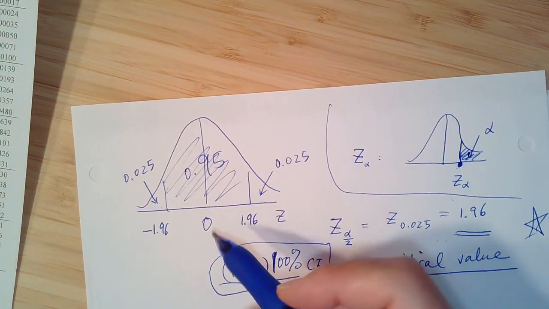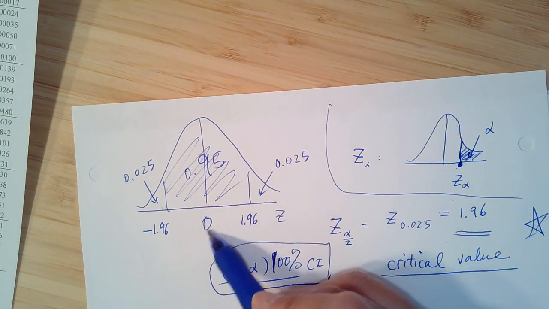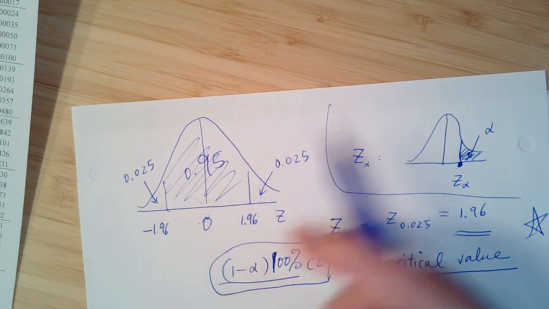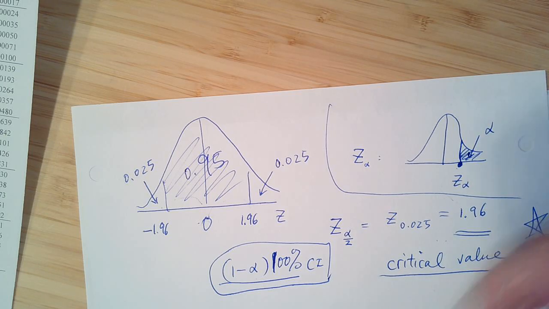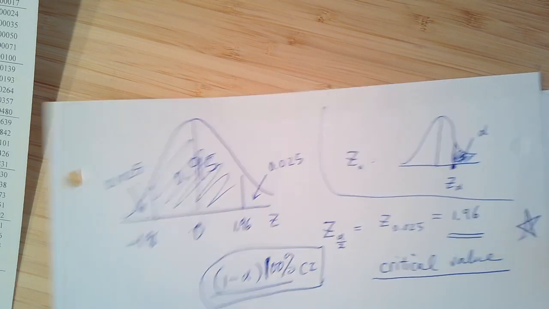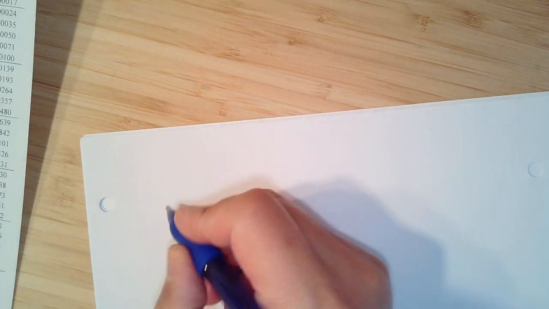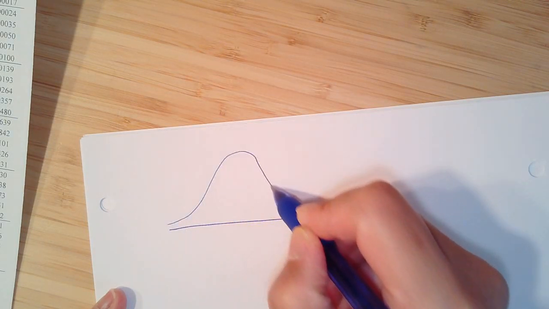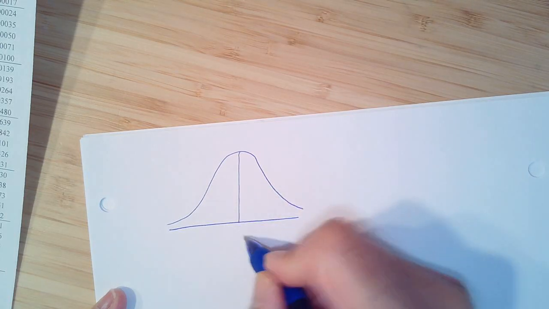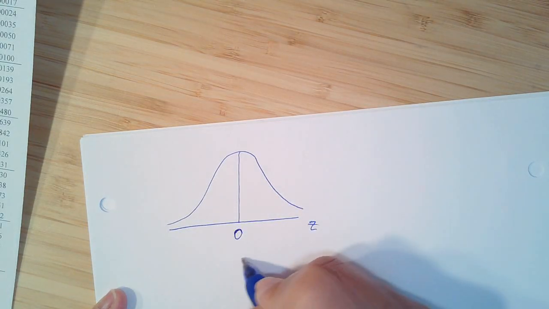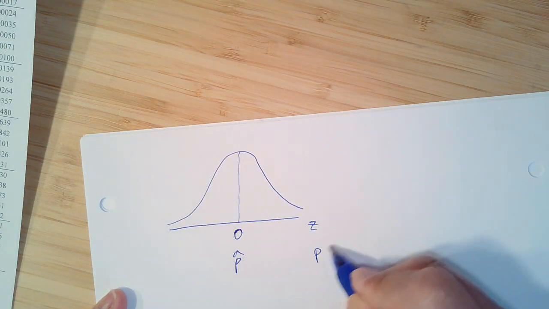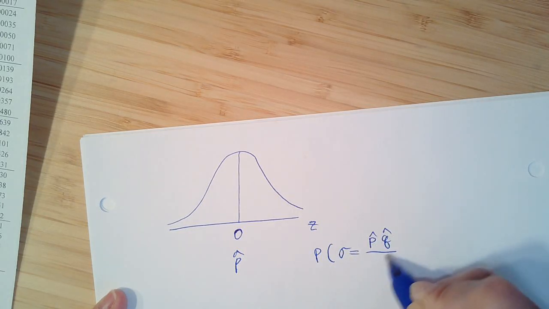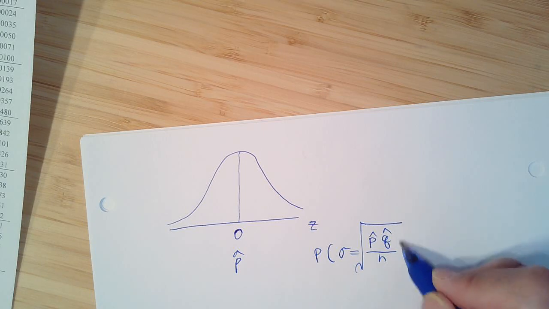Okay, so once we know this, think about this one. From here is the mean for z, right? And here's 1.96, that's 1.96 standard deviations away from the mean. All right, now if you have 0, z, and you have p hat, and you have p, and the sigma is the square root of p hat q hat over n.